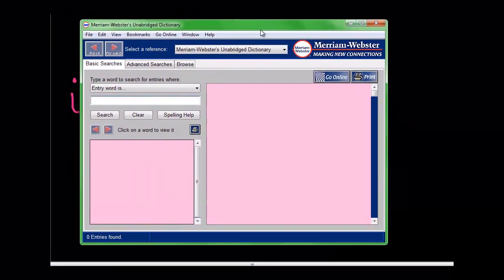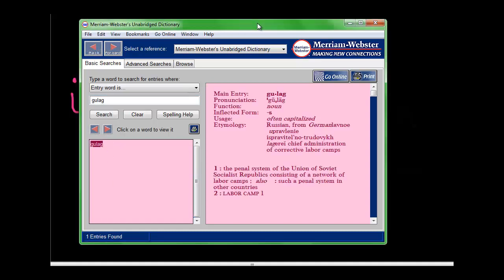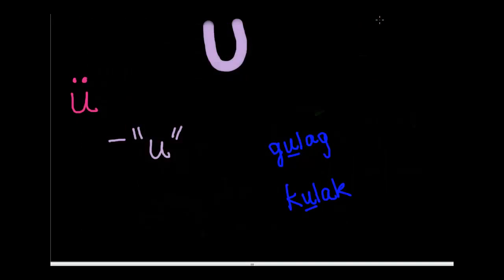I'll just look it up to give you a nice definition. Yeah, it's the system of the Union of Soviet Socialist Republics consisting of labor camps. That's what I was looking for, labor camps, like during Stalin's time. So that's gulag. Again, you can see the U with two dots is spelled with a U. Very simple there, and not much to talk about because that's pretty much it with U.